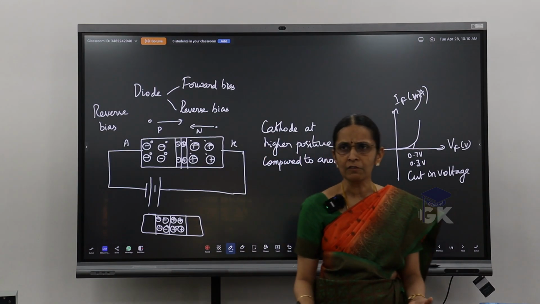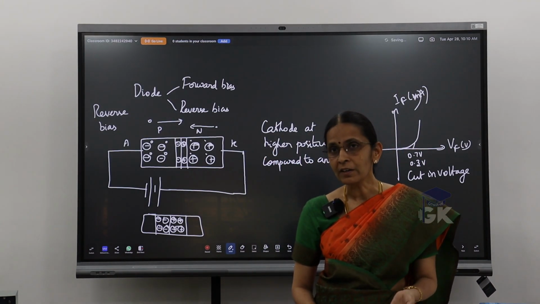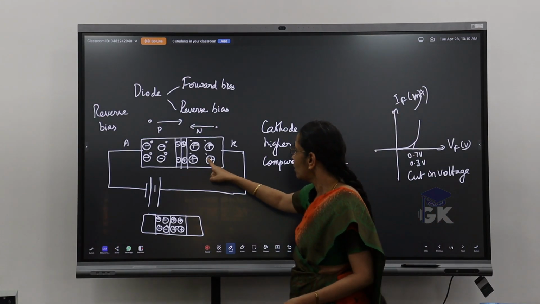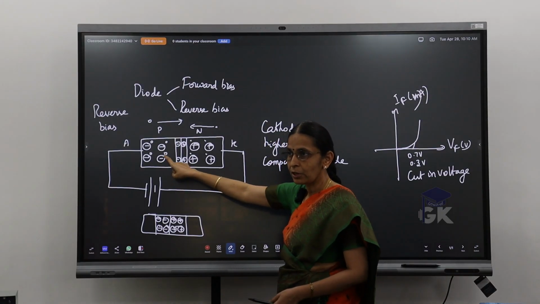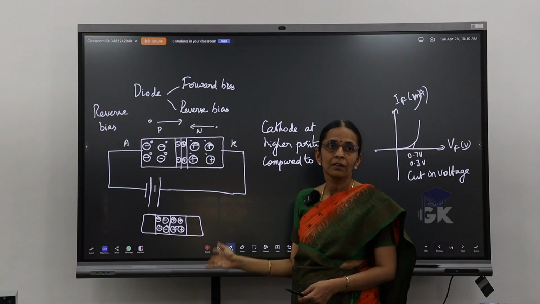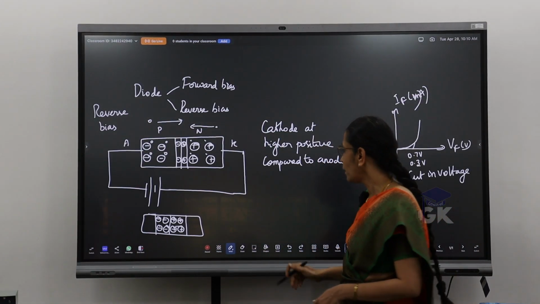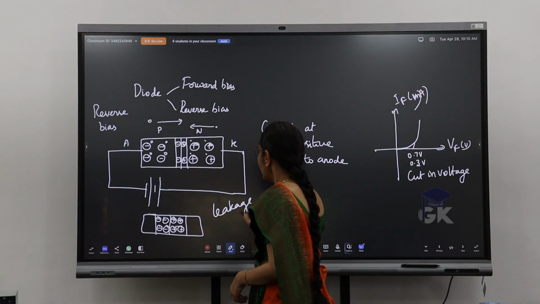Then from where does the current flow? The current flow is because of the minority carriers, which will be less in number. So the holes here and the electrons here, which are nothing but the minority carriers, contribute to the current, which we call the leakage current. So in the reverse bias, what we have is the leakage current.